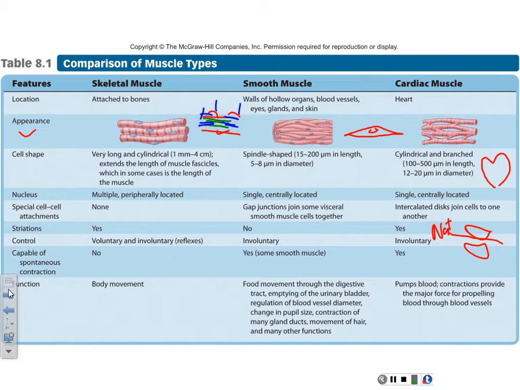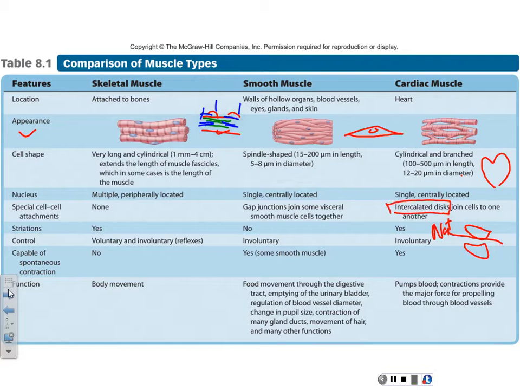Okay? So single centrally located nucleus, but multiple, and on the periphery on the other side. Right? So striations, of course, because of the arrangement of the fibers, yes. No for this, because the fibers are all over the place. And also, these are connected by gap junctions as well, so that they contract as one functional unit. And these ones also contract as one functional unit with intercalated discs, which are specialized gap junctions.